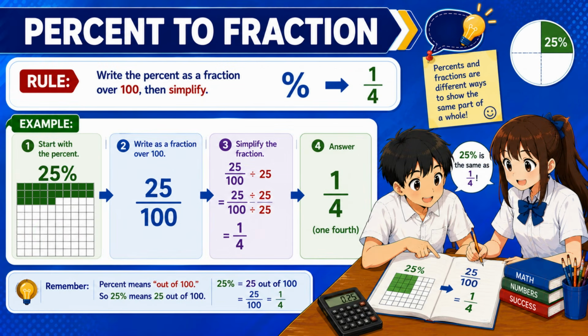To convert a percentage into a fraction, write the percentage over 100. Then simplify. 25% equals 1/4.